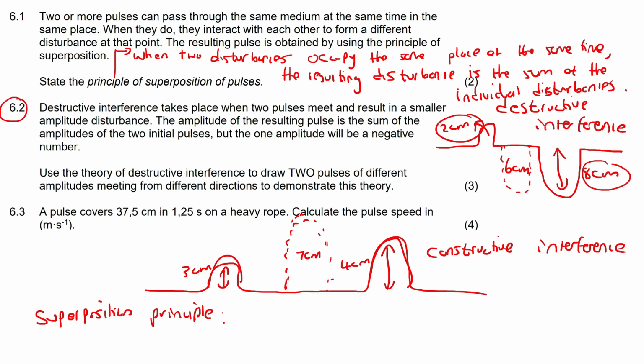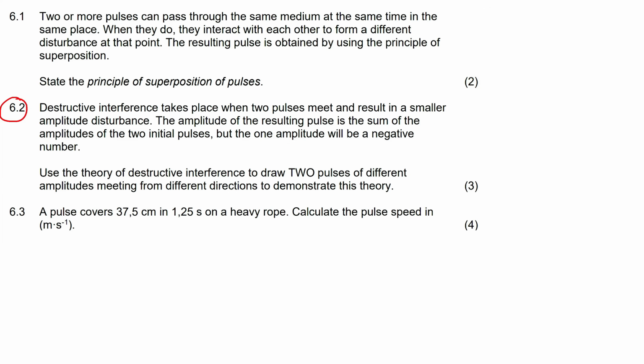Yes. Use the theory of destructive interference to draw two pulses of different amplitudes meeting from different directions to demonstrate this theory. Okay, so that's very easy. What they want you to do, for example, is you could show that, and then let's make it a bit of a bigger one like that. And this one, for example, is going that way, and that one is going that way. And then the result of that, well, what would be the result? The result would look something like this. Let's make it a bit bigger than that, though.